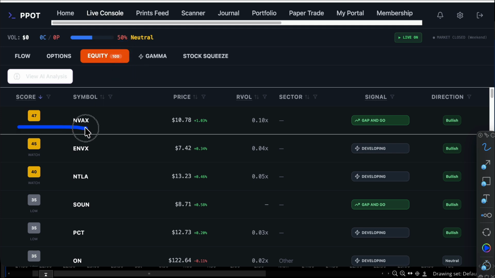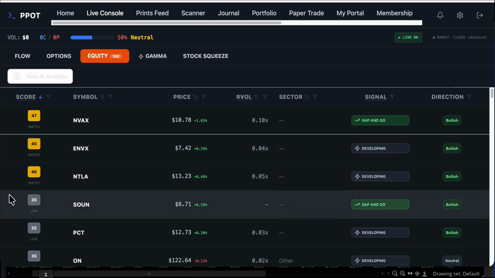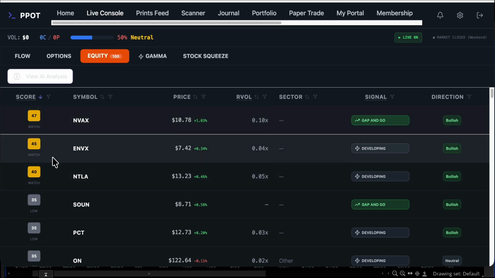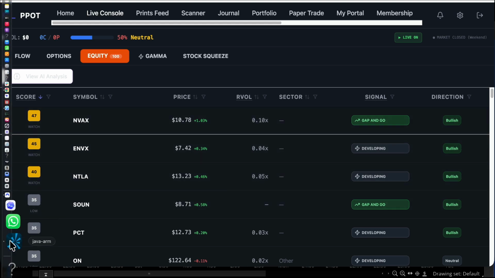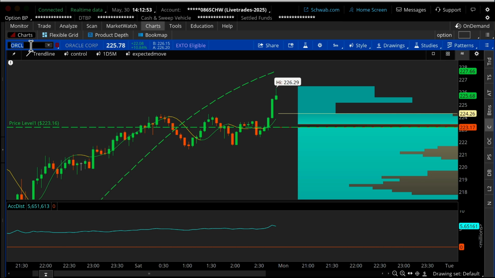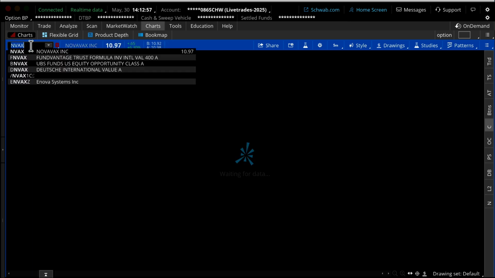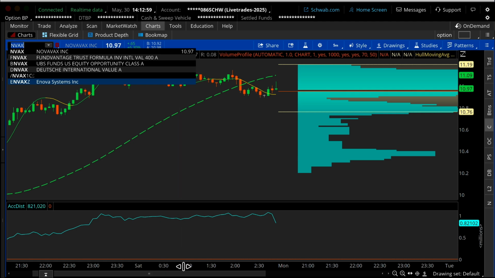And you can see right here, NVAX, there was a gap and go, bullish. That's something that you want to look at. Then you got Sun, that was a gap and go, bullish as well. So we can go have a look at both of these. We'll go NVAX first. We'll have a look at it. And you can see the monster move on NVAX.